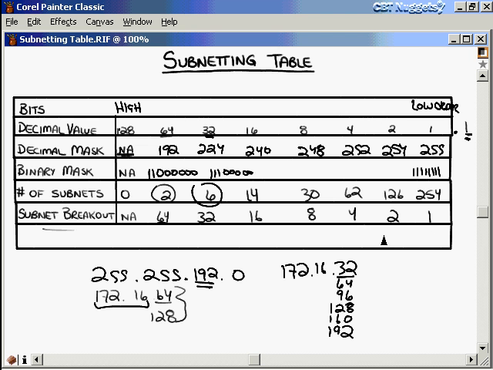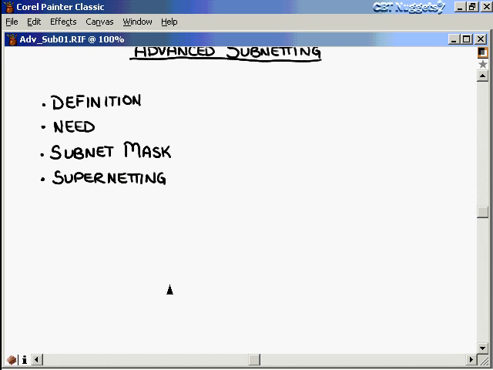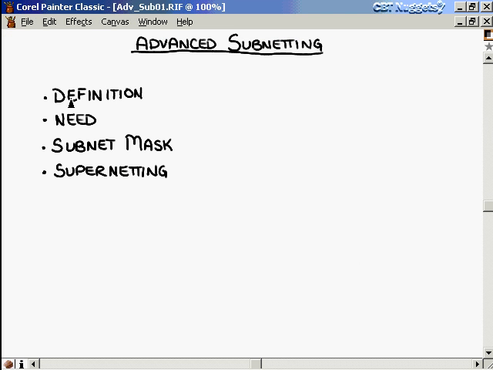Now remember, this subnet table is going to be included as a document within the CDs that you receive from CBT Nuggets. So far in this nugget, we started out by looking at the definition of a subnet mask. We also looked at the need for subnetting, and then we went into how we use our subnet mask. Next, we're going to talk about supernetting.